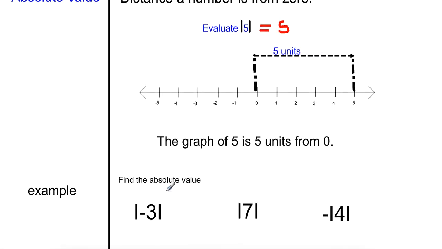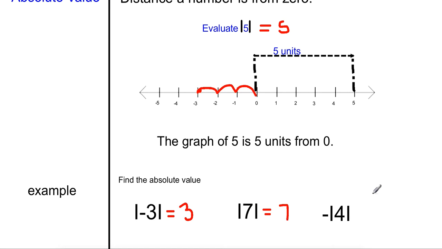So let's do a couple examples. So write down in your notebook absolute value of a negative 3. So you go up and find negative 3 is here, and I'm 1, 2, 3 from 0. So the absolute value of a negative 3 is 3. Next, absolute value of 7. Well, 7 would be over here, and it's 1, 2, 3, 4, 5, 6, 7 units away from 0, so the absolute value of 7 is 7.